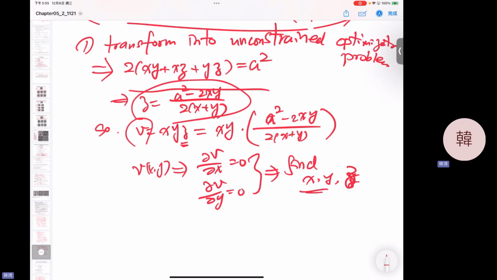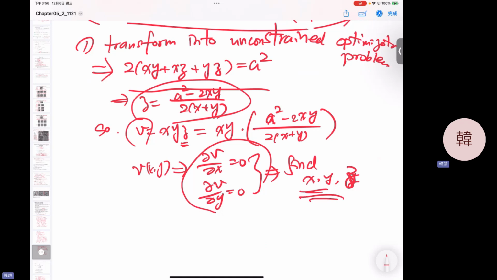Actually, if you know the trick, the result is x equals y equals z. Sorry, I don't have the result put here. I remember it should be 8 divided by root of 6 or so. Try to verify it by yourself. It should not be difficult. If you know calculus and linear algebra, you can do it.